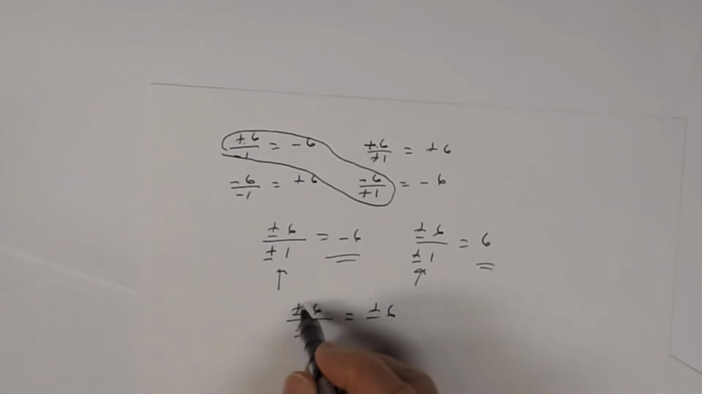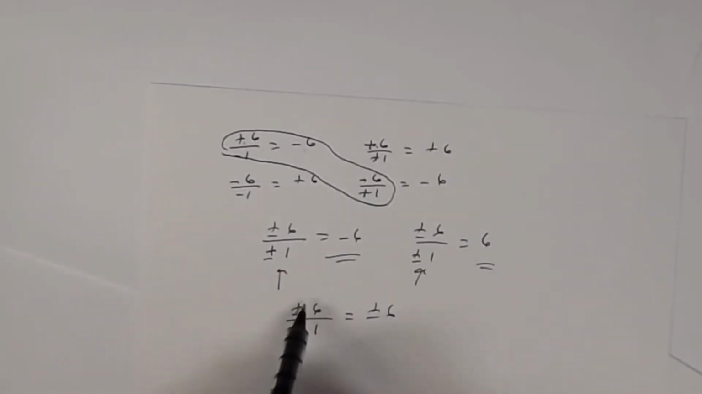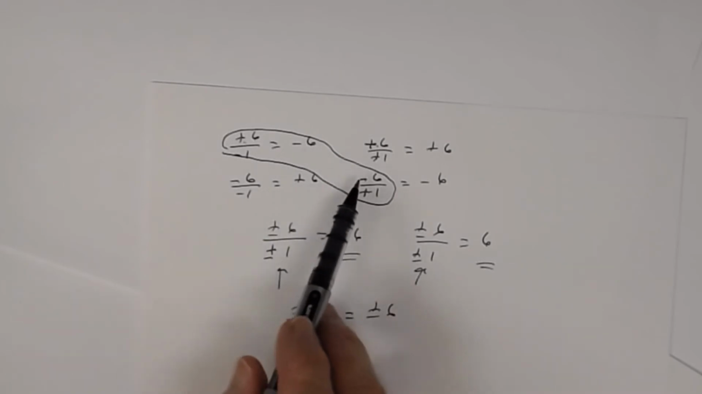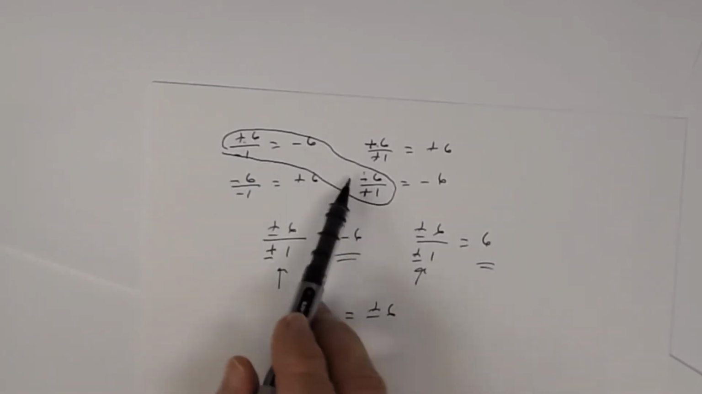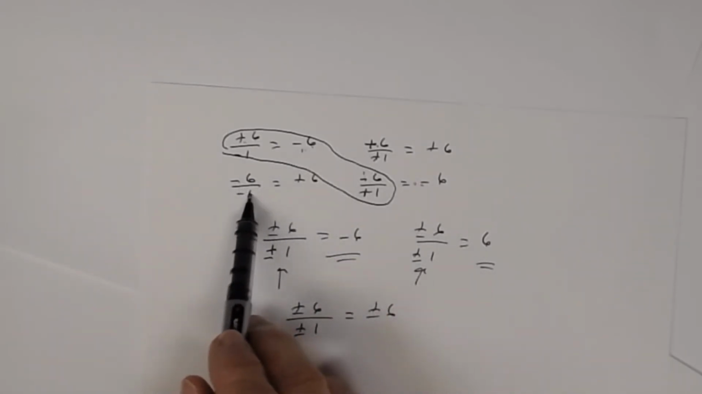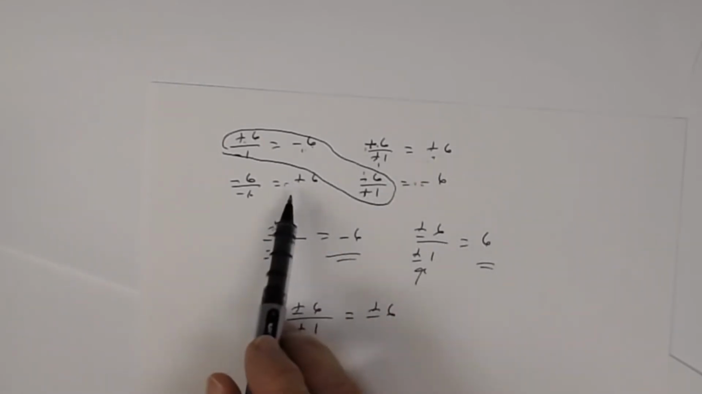So what some students, and I'm hoping that this helped to understand why plus or minus divided by plus or minus is still plus or minus. So if you have a positive 6 divided by negative 1, or negative 6 divided by positive 1, you get negative 6 in both cases. If you have a negative 6 divided by negative 1 and a positive 6 divided by positive 1, you get positive 6 in both cases.